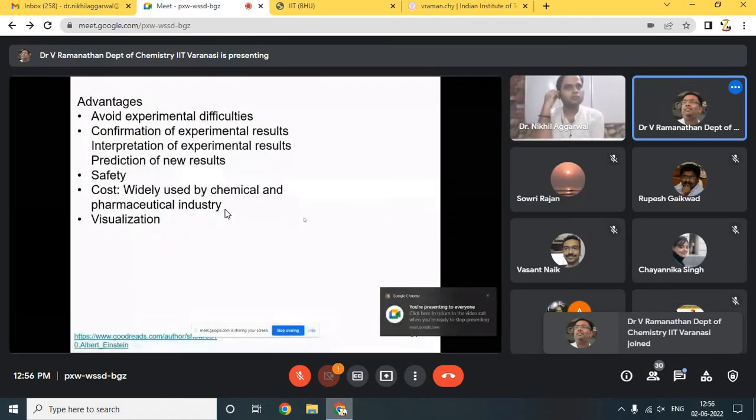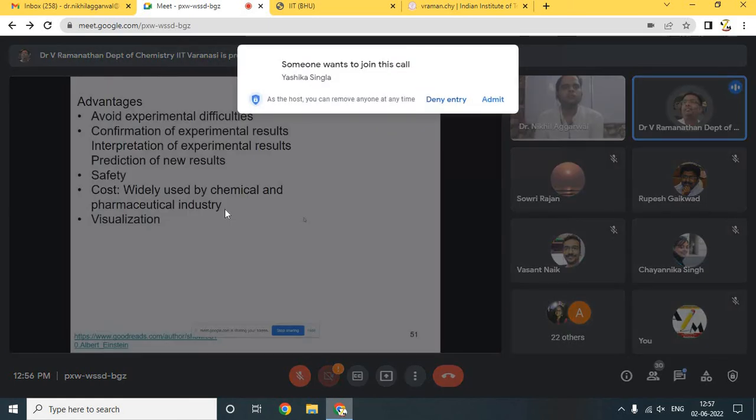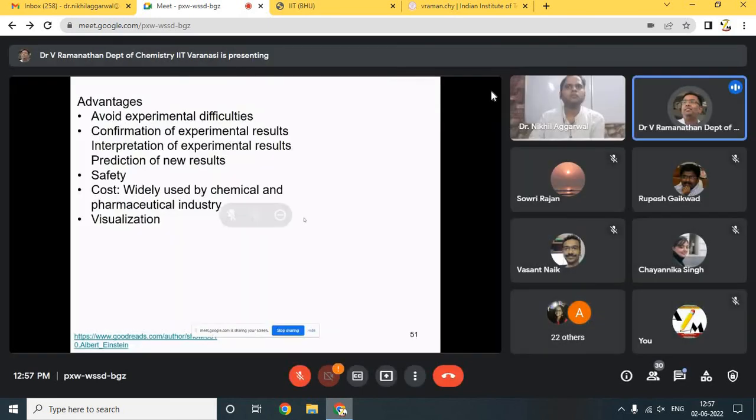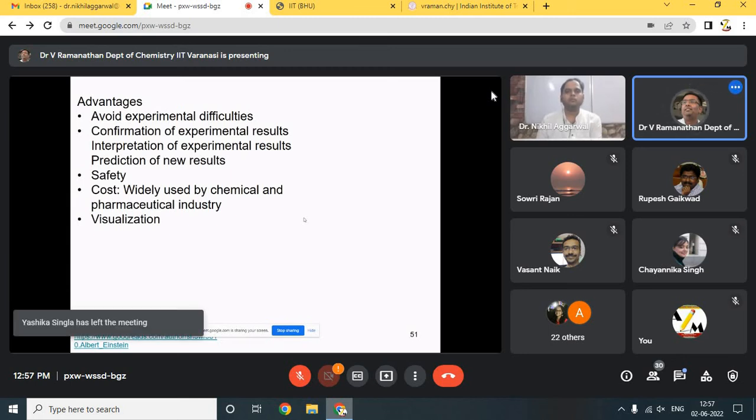Okay. So in a sense, the advantage of doing computational chemistry is that it avoids experimental difficulties. It can confirm the experimental results, interpret the experimental results in different ways, and it can also predict new results. So there have been reports in the past where conformers predicted theoretically, which were not observed experimentally, were observed when the experiments were performed anew after the calculations. The newly predicted conformers were confirmed by experiment. So at times even theoretical results can be much more advanced than the experiment.